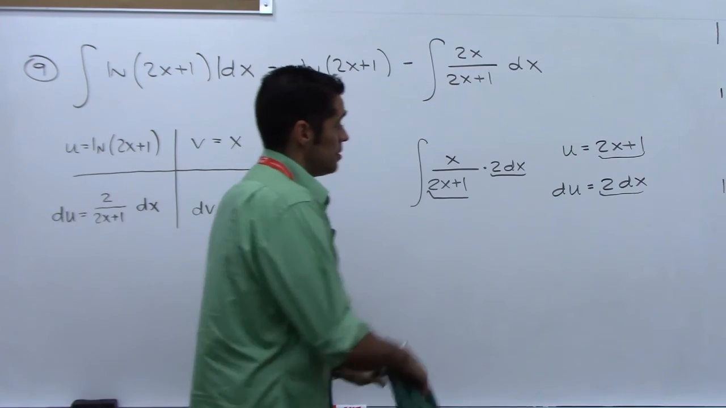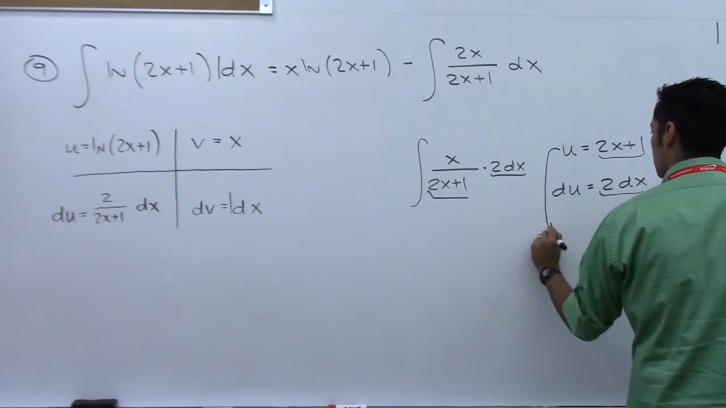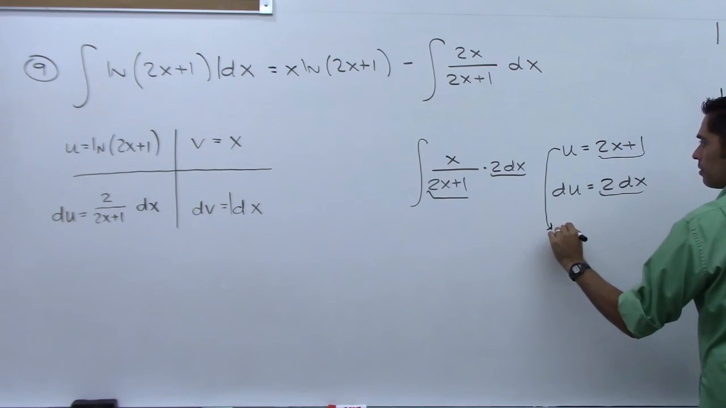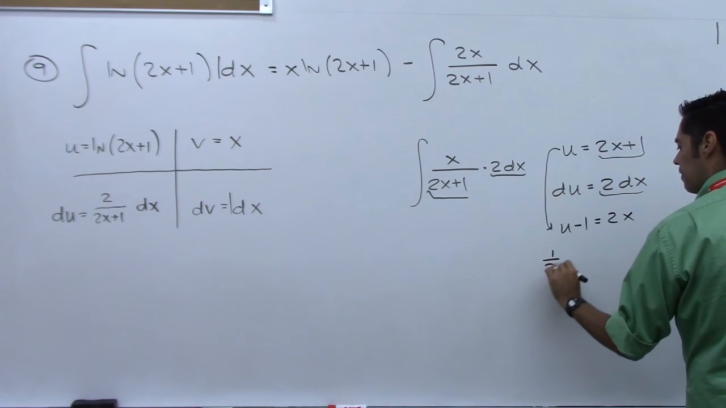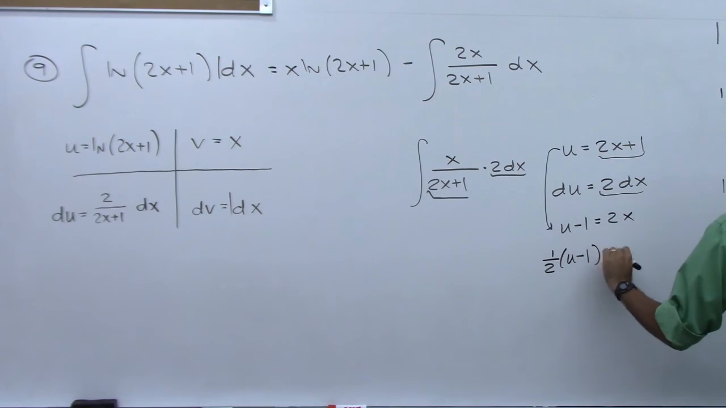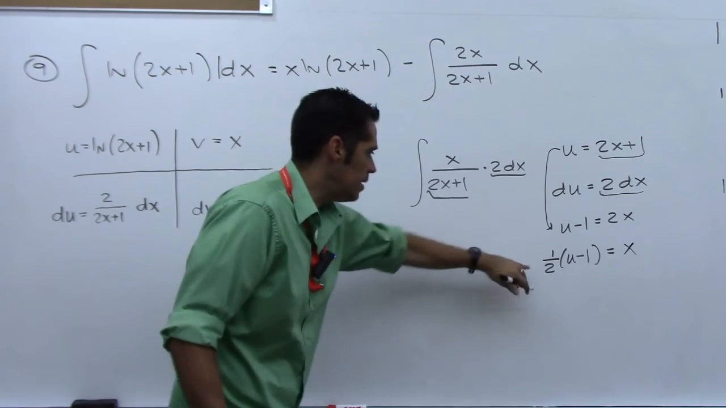So what I'll have to do is take this equation. We've done this before in the previous homework assignment, and we would solve for x. So u minus 1 equals 2x, so 1 half u minus 1 equals x. So solving that equation for x, replace that x with this.